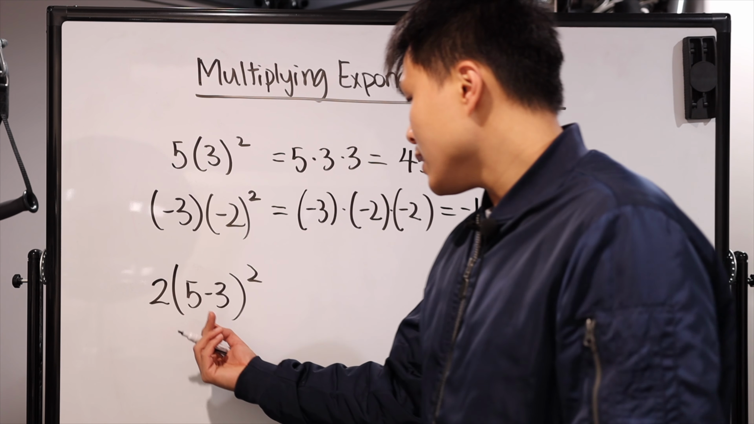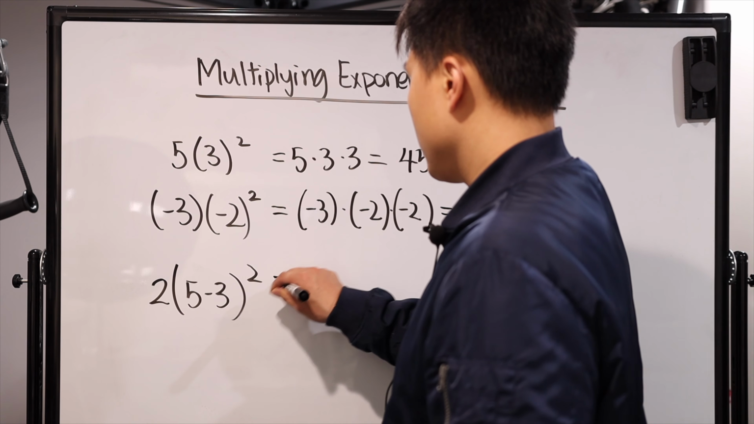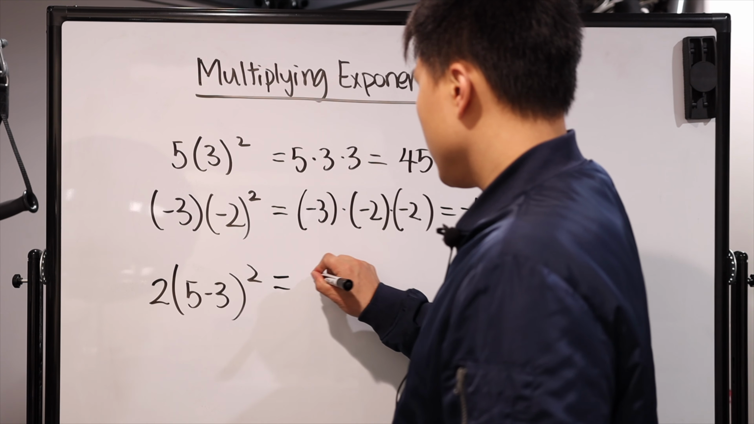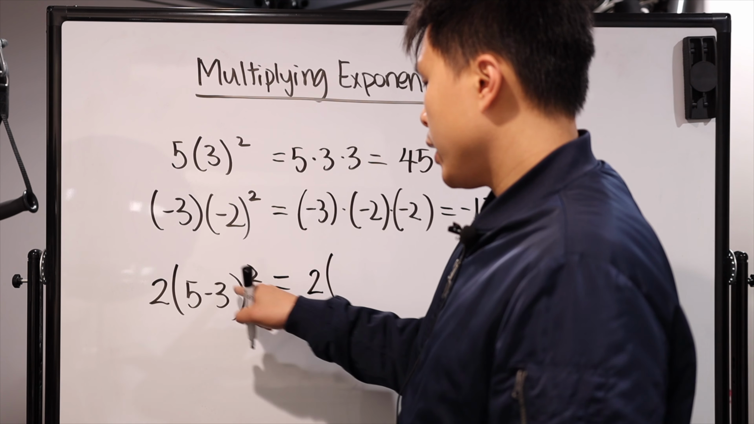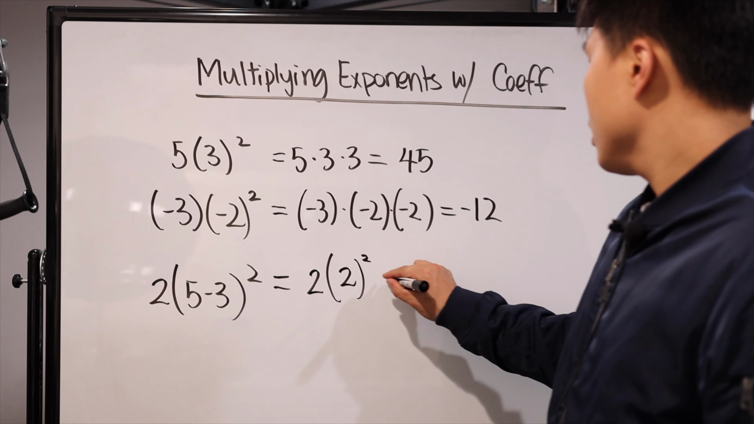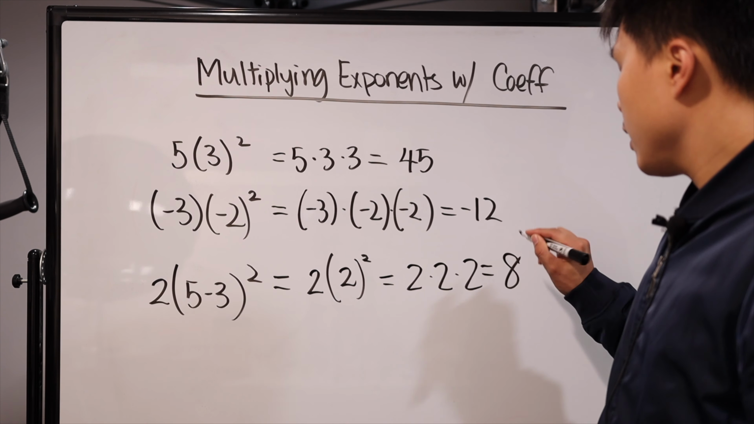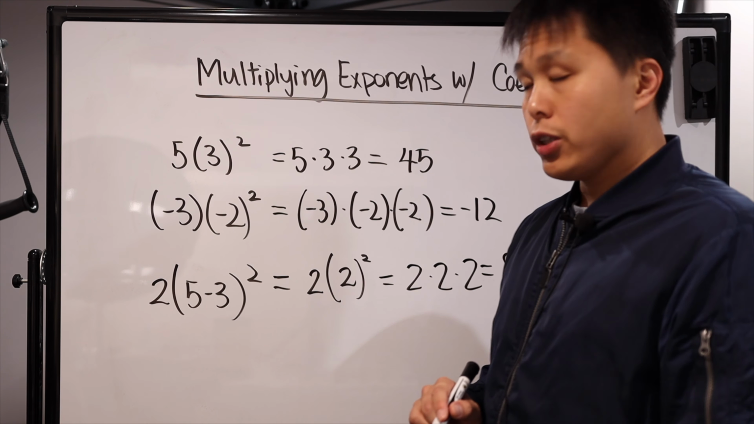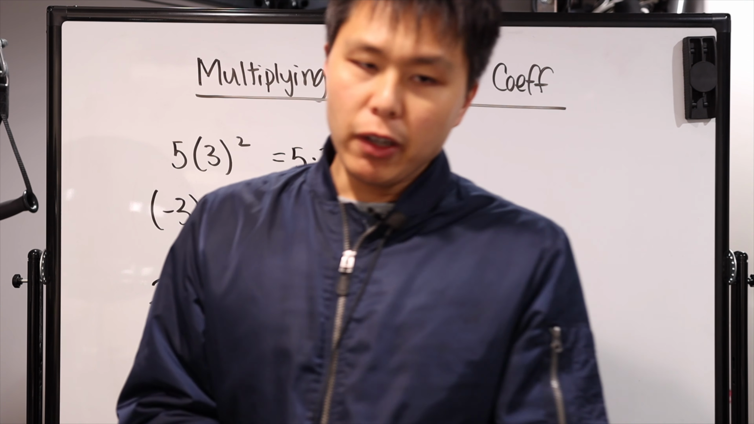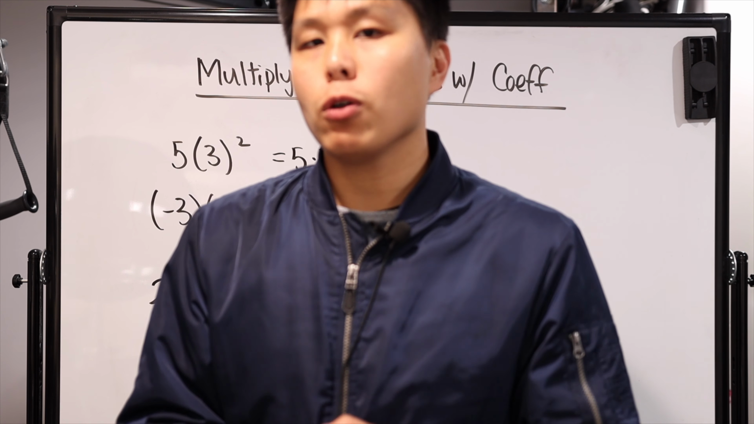Solve what you can inside before you start working out the exponent. So in this case, this is technically 2 times 5 minus 3, so 2 squared, all the 2's. You can expand it all out now. It's 2 times 2 times 2, which is basically 8. So there you go. A fairly short video for multiplying exponents with coefficients.